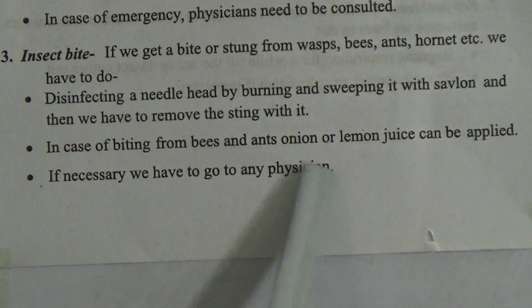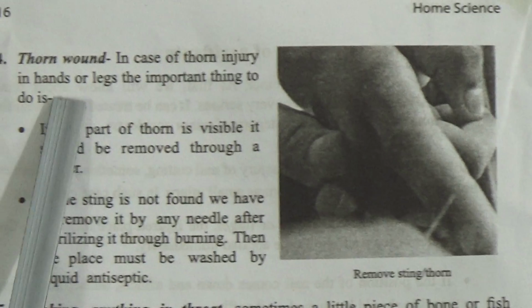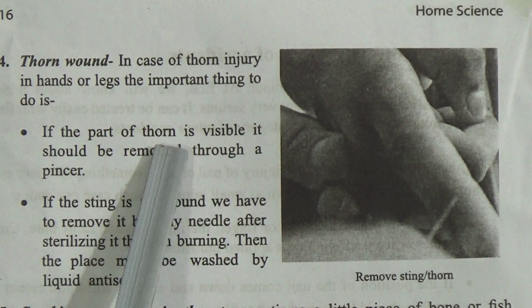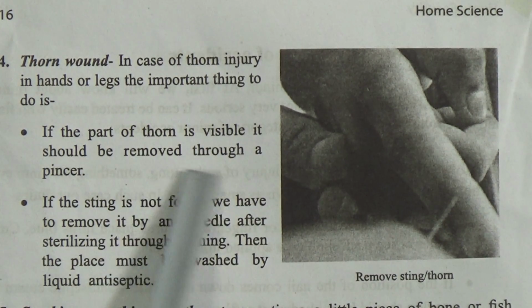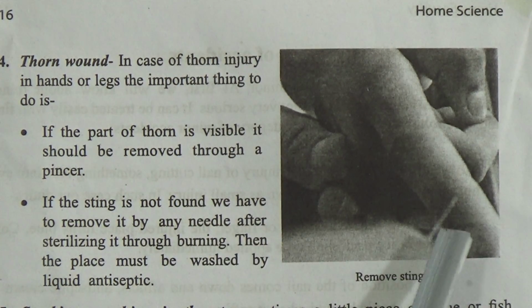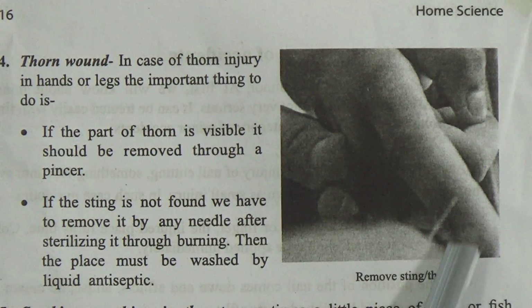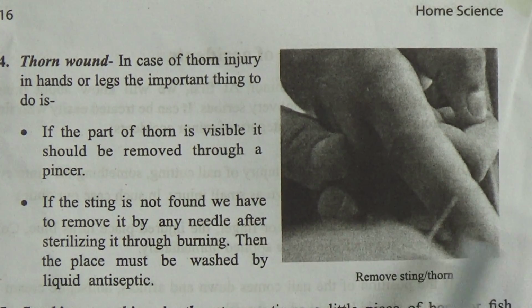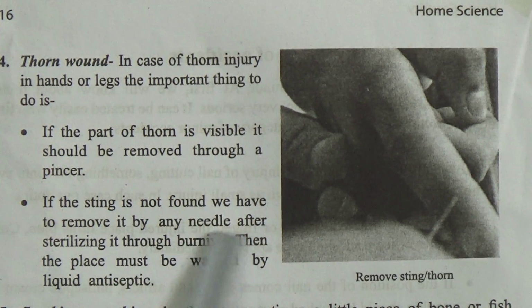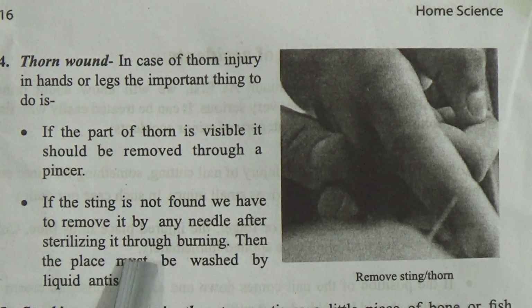Go to page number 14. Here we will learn about thorn wounds. In case of thorn injury in hands or legs, the important thing to do is, if part of the thorn is visible, it should be removed with a pincher. Here you can see that there is a thorn wound in the hand, and you can remove it immediately by using a pincher. If the thorn is not found, we have to remove it with a needle after sterilizing it by burning. Then the place must be washed with liquid antiseptic.